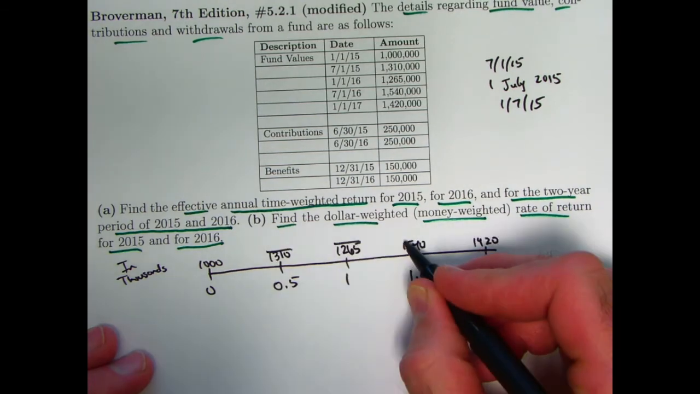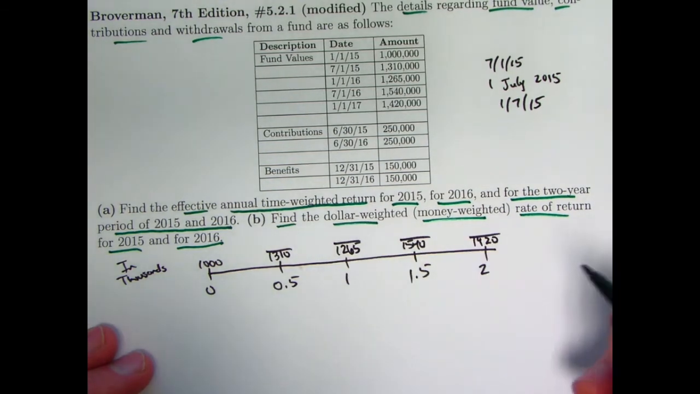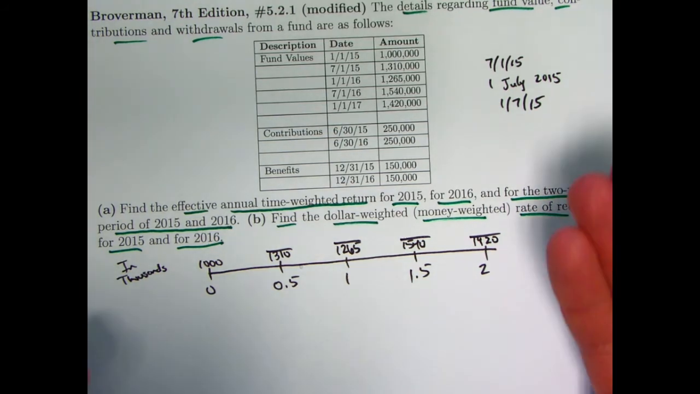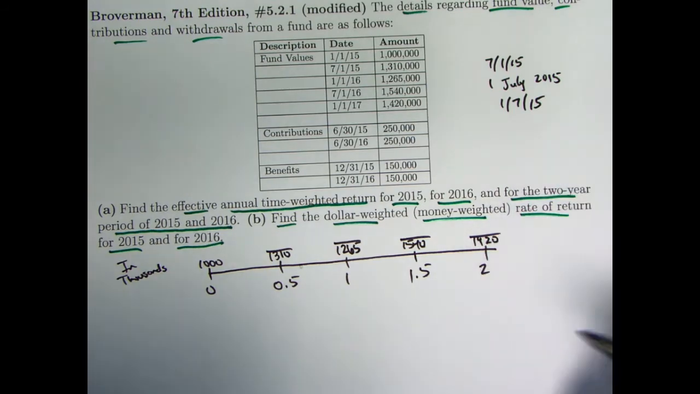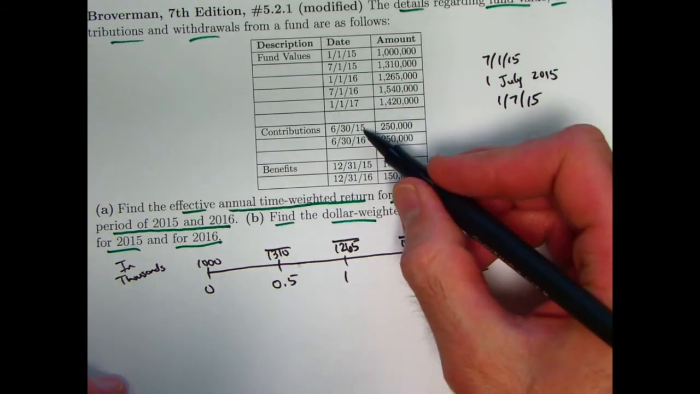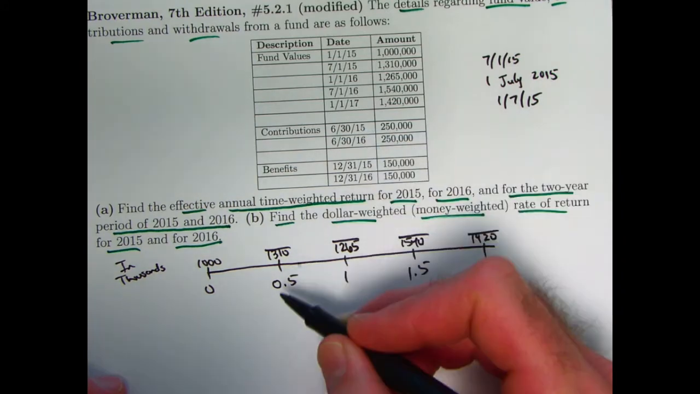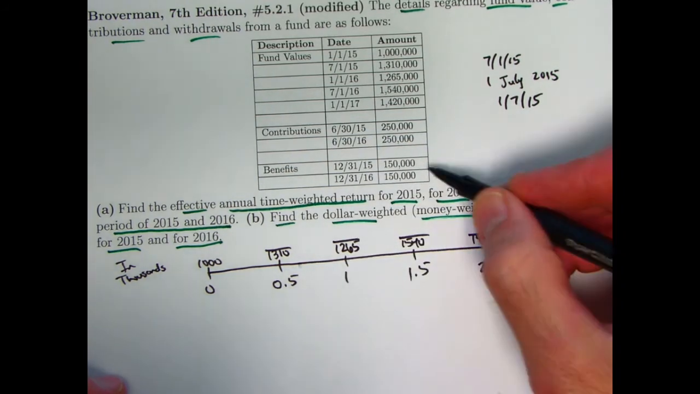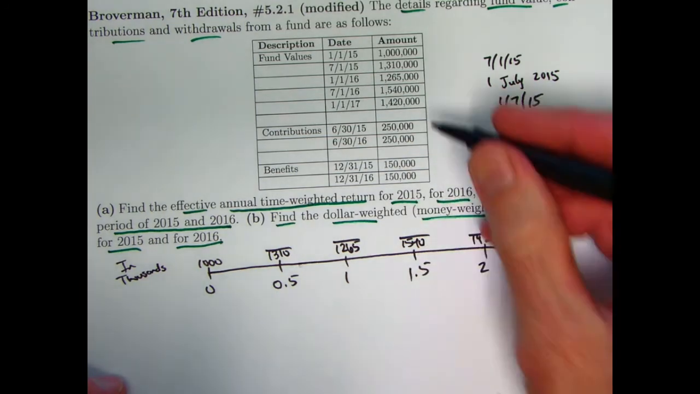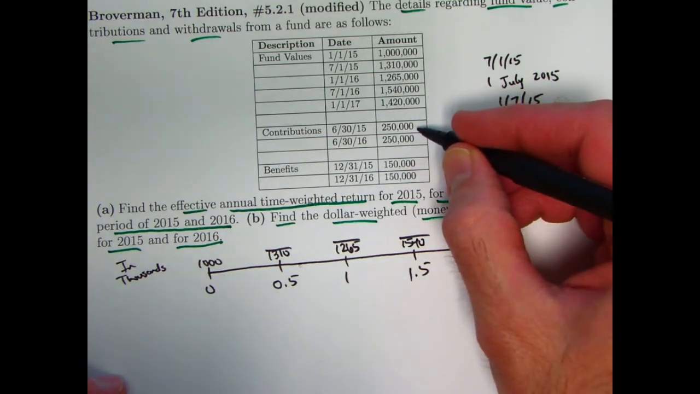But to get to these values, two things are occurring. Interest is being earned, or maybe the fund is losing value, and you're also having the contributions going into the fund and benefits coming out of the fund. You see it's a contribution here on July 30th. These contributions are occurring at 0.5 and 1.5, whereas the benefits are being paid at 1 and 2, looking at these dates. Contribution of 250,000.